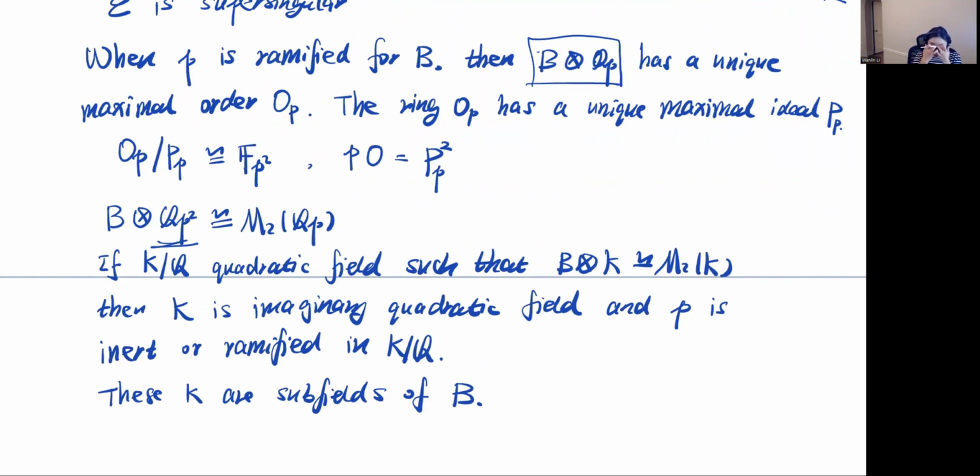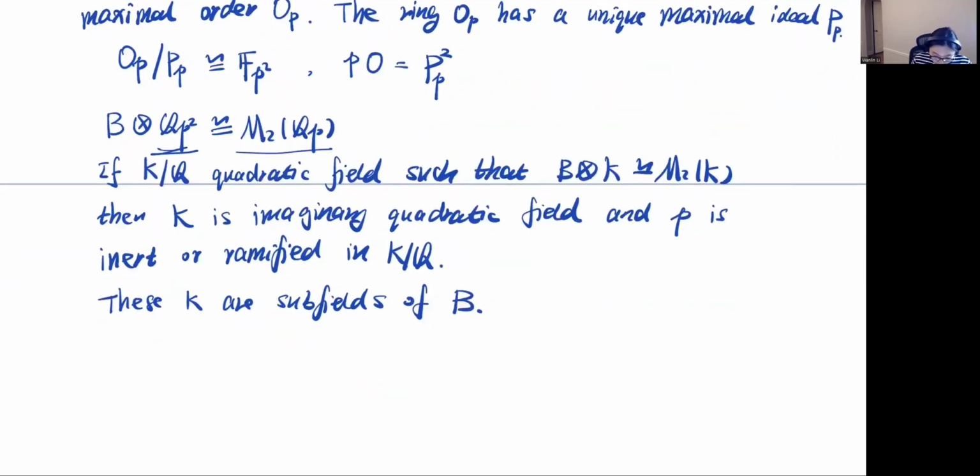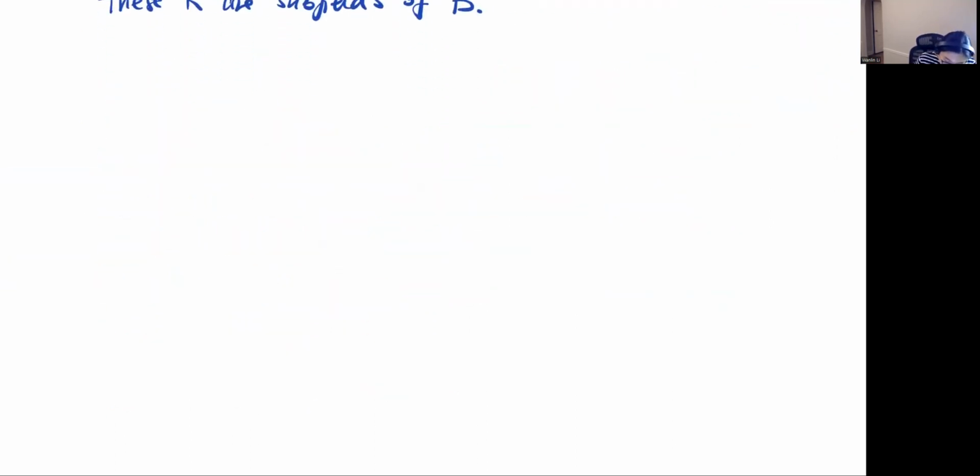So those are the fields where the quadratic algebra splits. Or, the splits means that it is isomorphic to a matrix algebra. Okay, so let me summarize what we discussed so far.